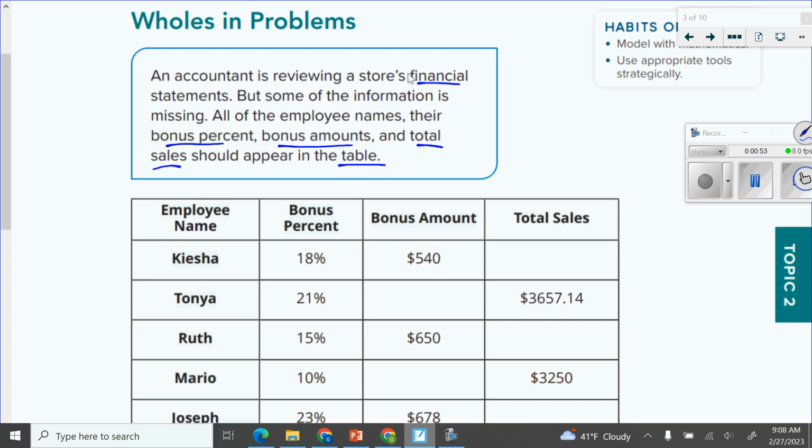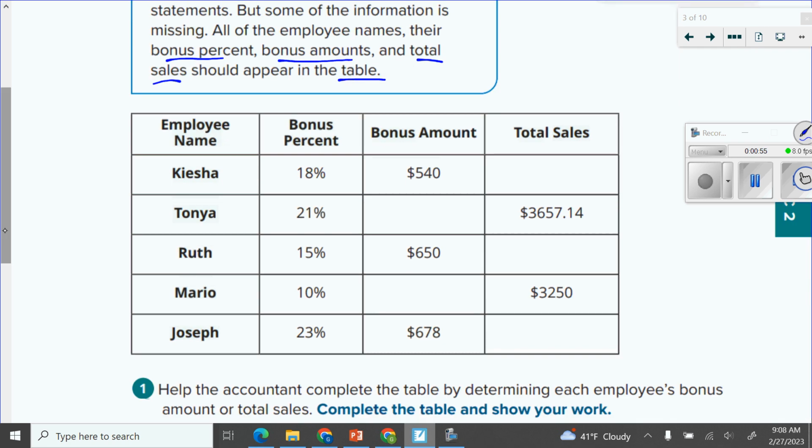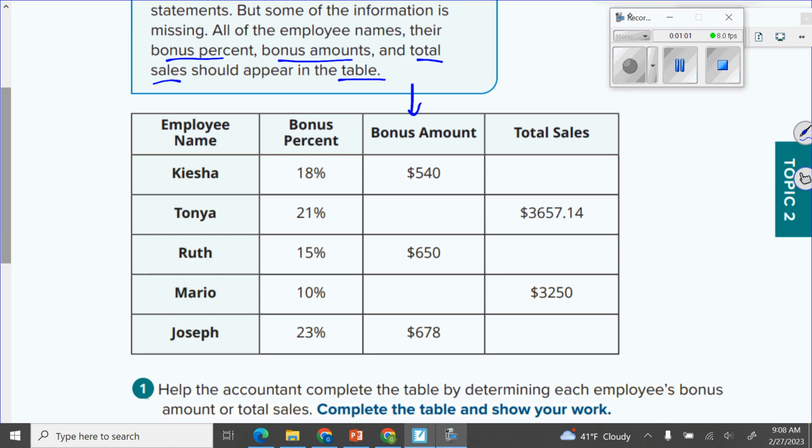So we've got 2 ways to do this. If they give us the bonus amount, you're going to want to use the percent proportion that we gave you last time. For the amount, you're going to want to set it up using the proportion, which is percent over 100 is the part over the whole. It's going to be your best way to solve these.